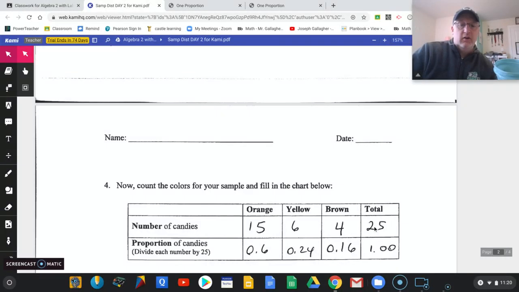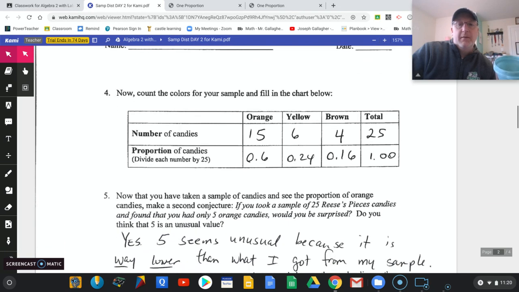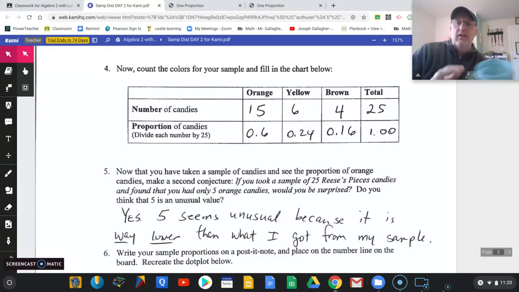That's 25 total. And then my proportion would just be, because there's 25 in the cup, I did 15 divided by 25 gave me 0.6. 6 divided by 25 is 0.24. 4 divided by 25 is 0.16. And 25 divided by 25 is 1. So you can see these counts add up to 25. These proportions add up to 1. So we have everything accounted for.